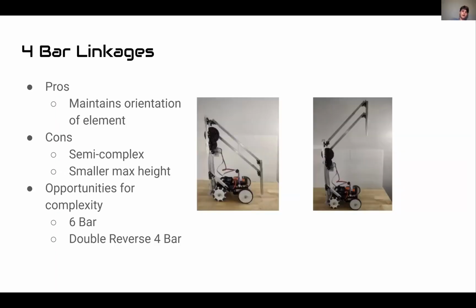Next up, there's a 4-bar linkage. It's similar to the chain bar because it will keep the same orientation. So whatever you're picking up, if it starts off level to the ground, it will end up level to the ground once you have it all the way up. It is kind of complex though. There are some opportunities for more complexity, depending on what you need it to do, so it's pretty adaptable. You can either do a regular 4-bar linkage, or you can do a 6-bar linkage, or you can do a double reverse 4-bar linkage. They all have different use cases, and really you can adapt it however you want to.